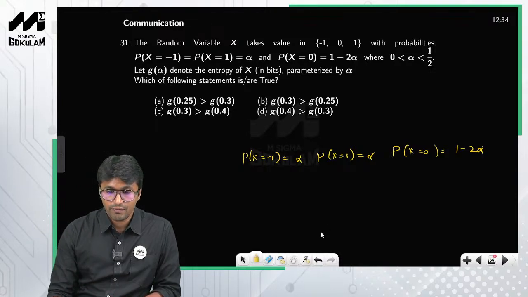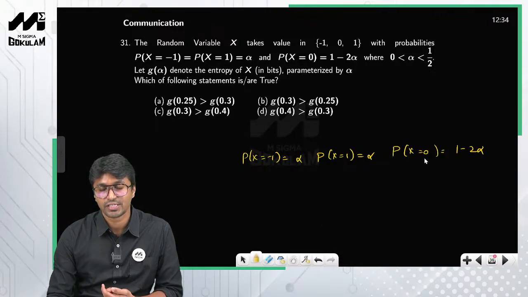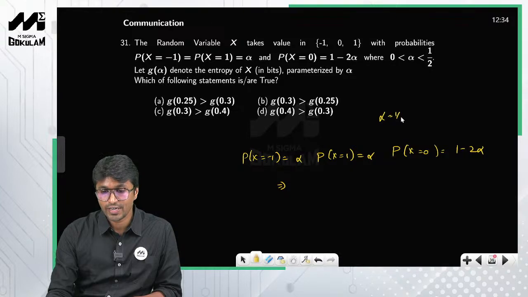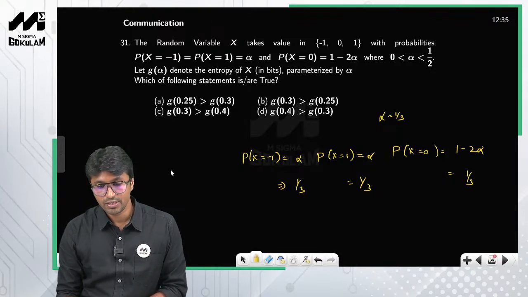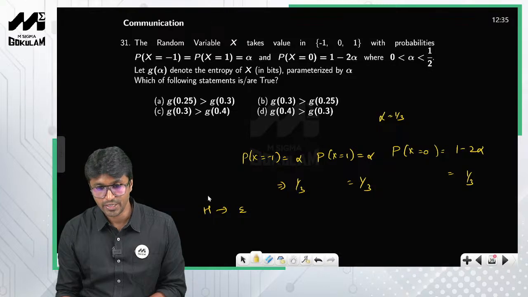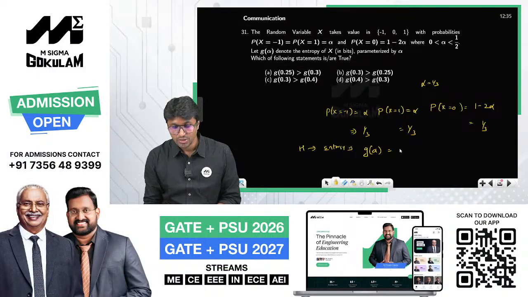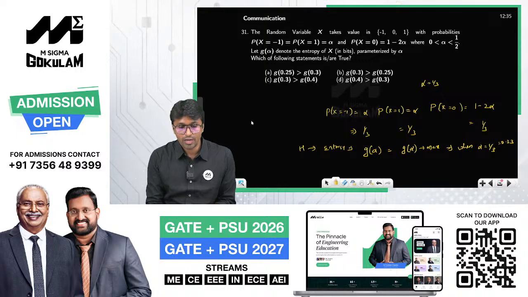So listen, we already know that the entropy will be maximum when the symbols are equiprobable, right? You have 3 symbols, and obviously if they are equiprobable, that is if the value of alpha is equal to 1/3, right? So therefore this is 1/3, this is 1/3, obviously 1 minus 2 into 1/3 is nothing but 1/3, right? So when all the values are equiprobable, the entropy will be maximum. So here the entropy is represented with G of alpha, right? So therefore G of alpha will be maximum when the value of alpha is equal to 1/3, which is nothing but 0.33, right?